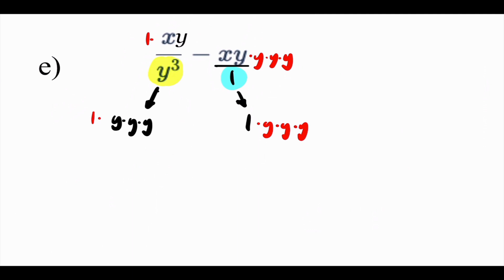Okay, so let's see what I got. My denominators are now the same. 1 times y times y times y to the third. The first guy, 1 times x times y is just xy. Minus. What is x times y times y times y times y? xy to the fourth. Yep, xy to the fourth.